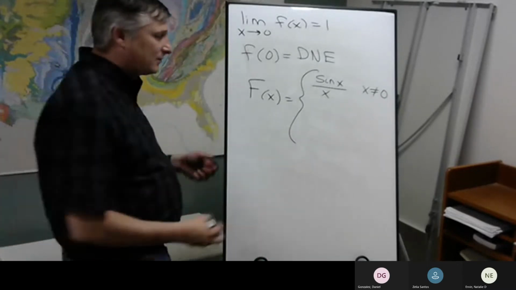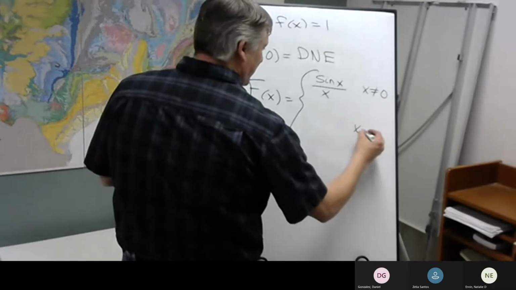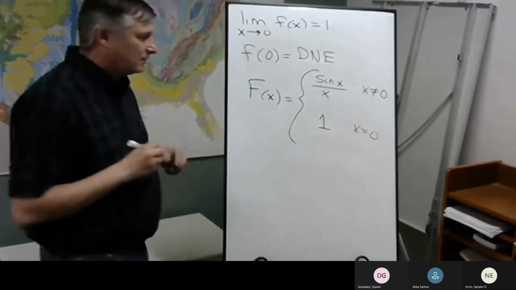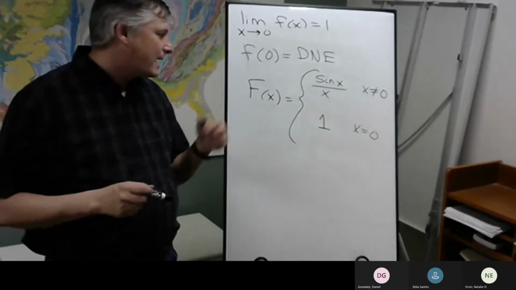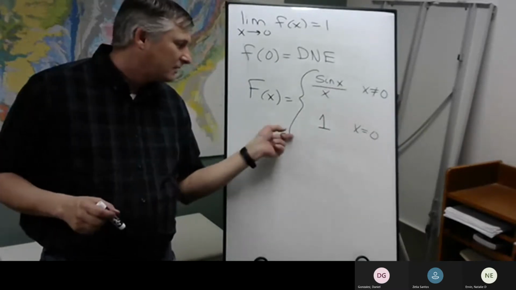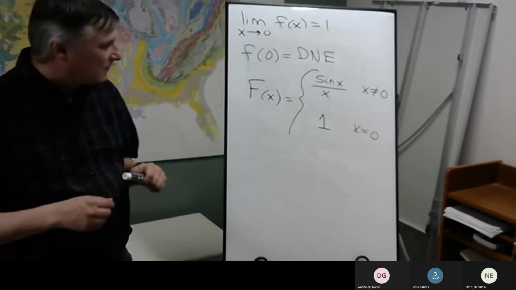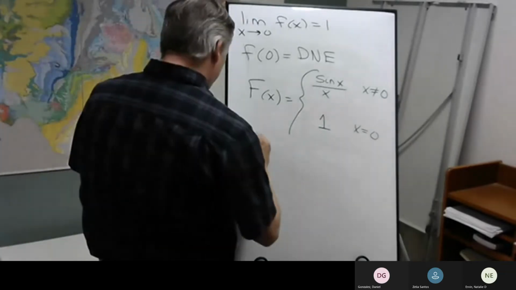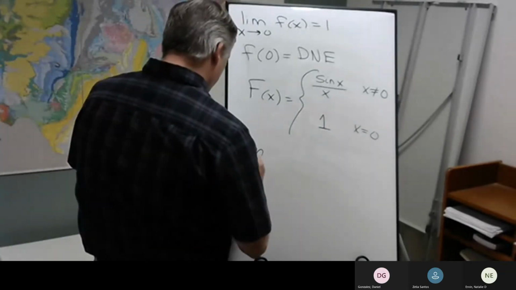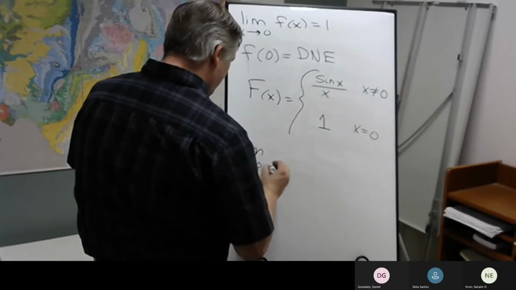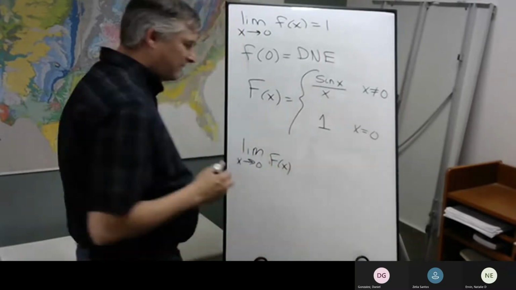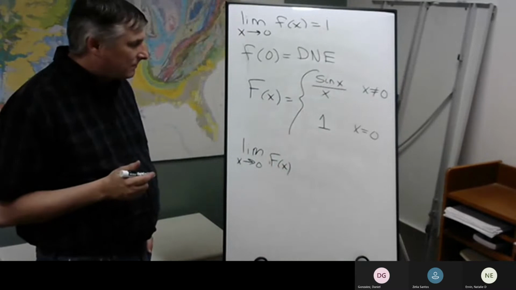But at the one place where x equals 0, we're going to get capital F of x equal to 1. So this means the limit as x approaches 0 of capital F of x.